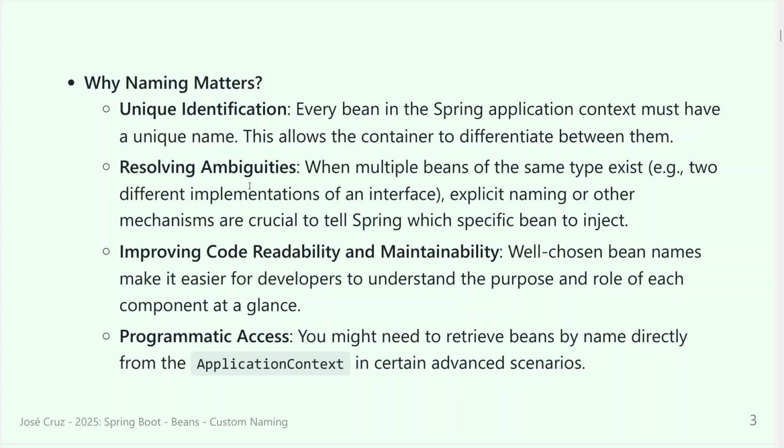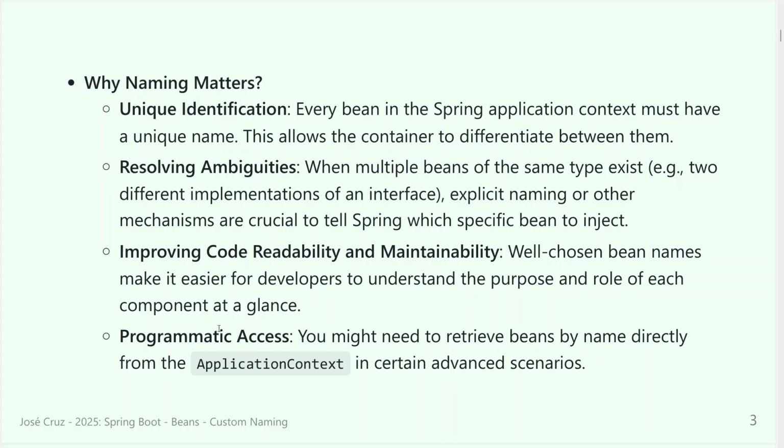Resolving ambiguity. Sometimes when we use, for instance, an interface, and I've talked about this in my previous video, and you have several classes that implement the same interface, there is the risk for the beans to have the same name somehow or start to create ambiguities. In these scenarios, of course, we need to provide a way to give different names to these beans. And of course, improving code readability and maintainability. You should have good names, so it should be easy for you to identify the name of the beans.